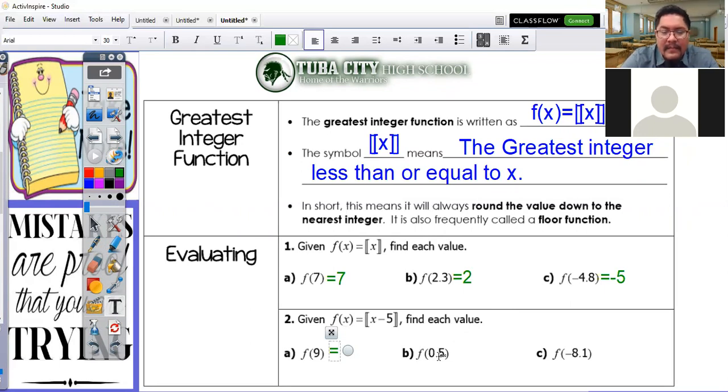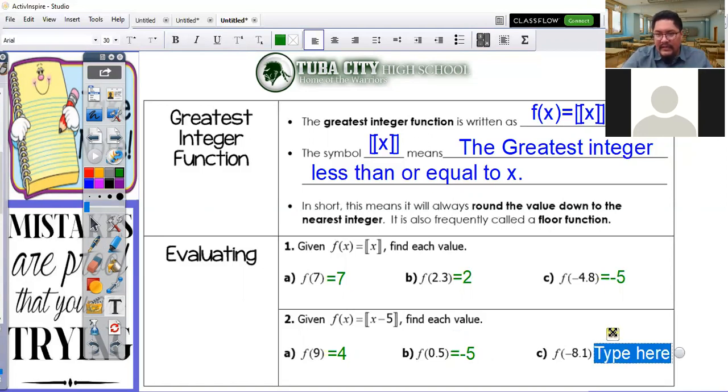So let's imagine 9 as x. So 9 minus 5 is 4. So we're going to put 4 in there. And actually 4 is the answer because it's already an integer. We don't have to round it down. And then for here, we are going to have 0.5, and 0.5 minus 5 would be negative 4.5, and we'd have to round it down. Let me just double check that really quick. So 0.5 minus 5 would be negative 4.5, and we have to round that down. So negative 4.5 rounded down, you would have negative 5.